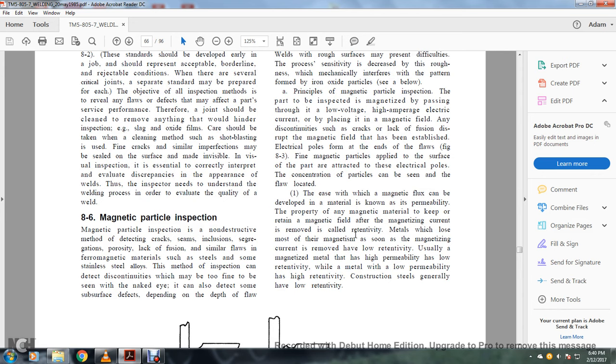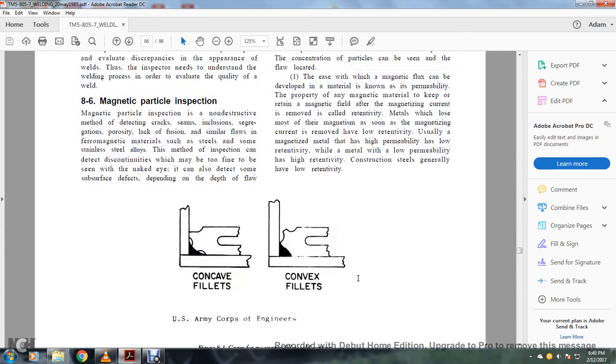Metals which lose most of their magnetism as soon as the magnetizing current is removed have low retentivity. Usually, a magnetized metal has high permeability and low retentivity, while metals with low permeability have high retentivity. Construction steel generally has low retentivity.